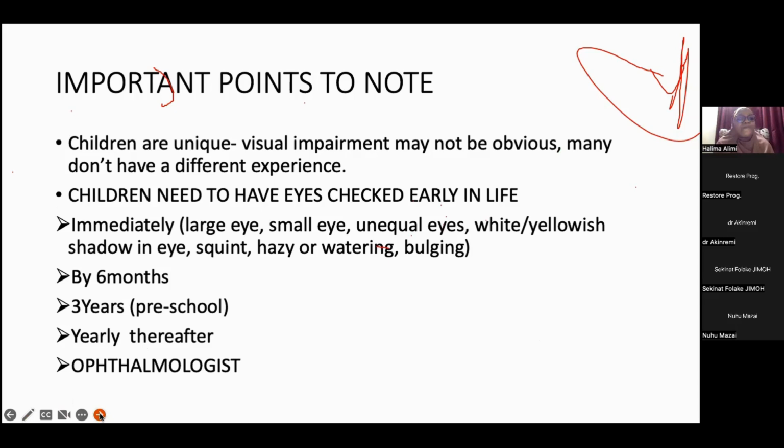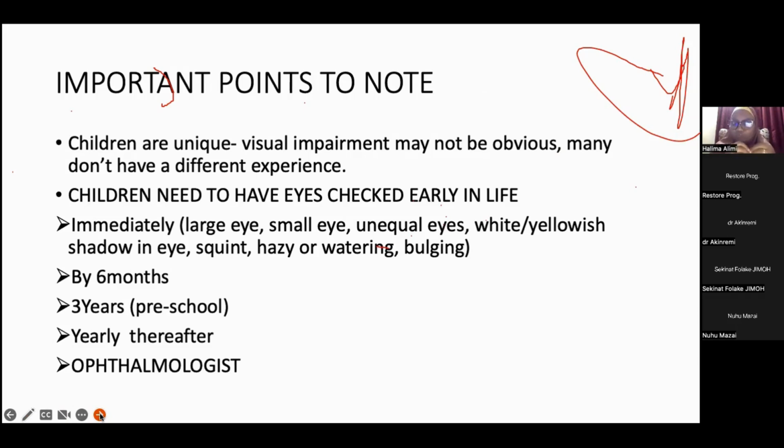Now, children are unique, and their visual impairment may not be obvious because many of them don't have a different experience. We have children who have had blurry vision from infancy. They don't know any difference. They don't know things can be clearer. It takes a mature child who has had clear vision previously to actually verbalize and tell you. So they are unique like that. They need to have their eyes checked because the problems are not always obvious. And they need to have their eyes checked very early in life, very important.